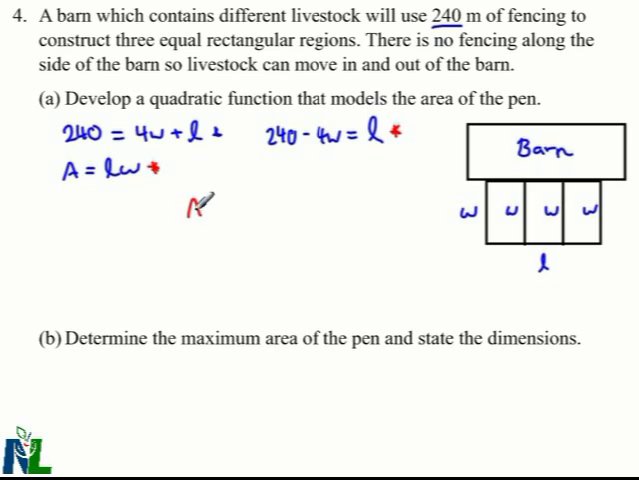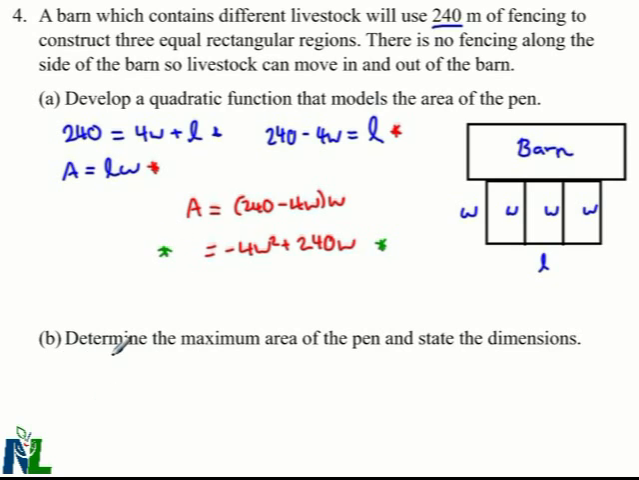Because now I know that the area is equal to 240 minus 4w times w, which, doing some multiplication, gives me negative 4w squared plus 240w. So there's my quadratic function for modeling in part A.